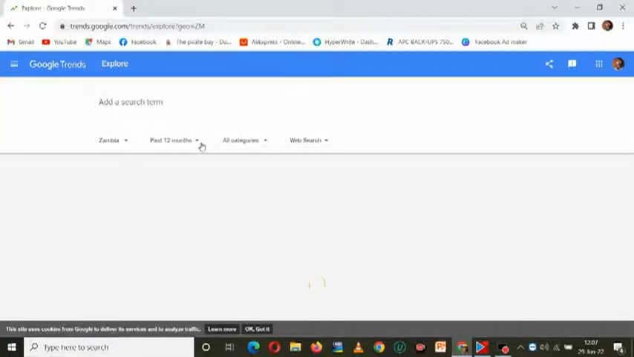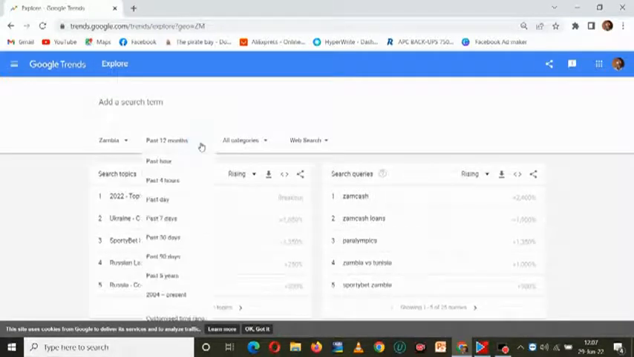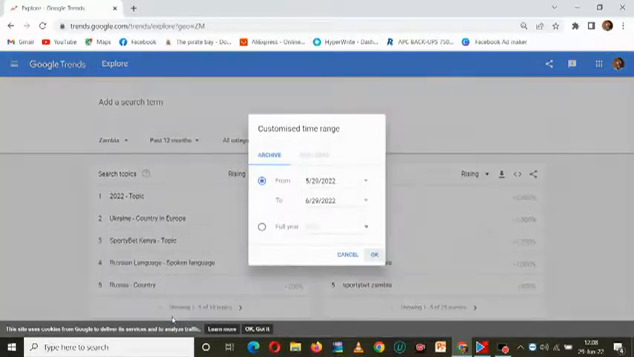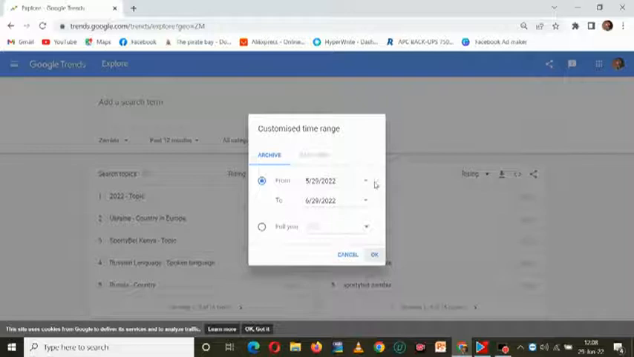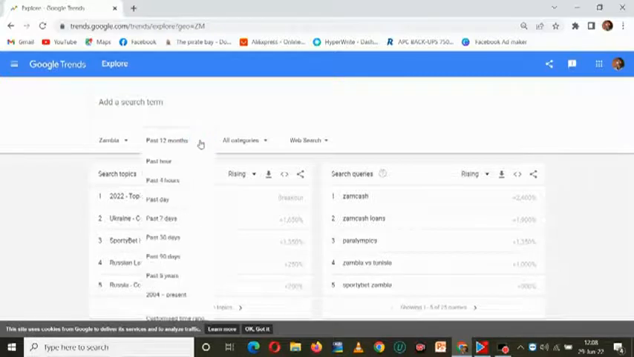Then I want to search for trends for which period. When you click there, if you want to put your own period, you can come here and say customize range. So you can say from which date to which date. You can also say, okay, full year, which year? If you say full year, that means it will start from 1 December to 31st December of that year. But what I'm going to do now is just pick a preset period.